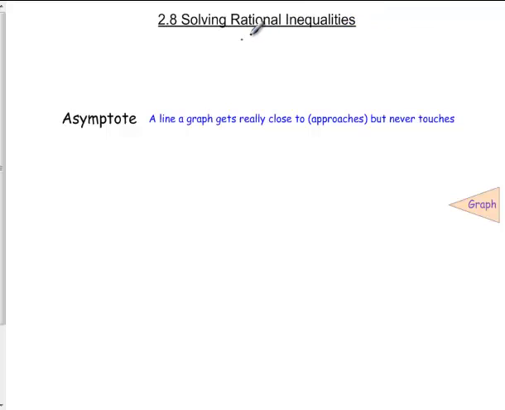All right, first of all, a rational inequality is fancy for fractional. And then inequality means it's going to be a less than, a greater than, less than or equal to, or a greater than or equal to. And the solving part is we want to find all the answers for fractional inequalities.